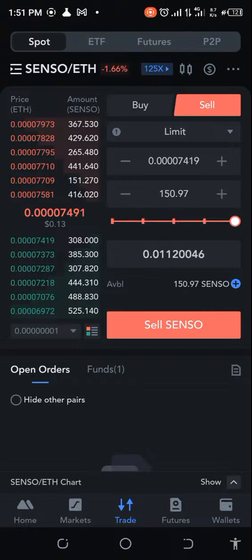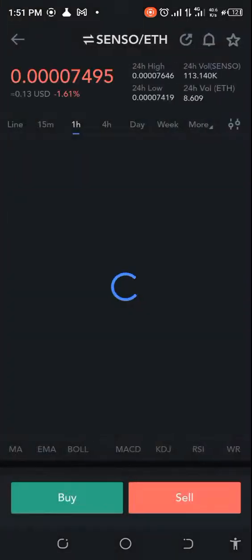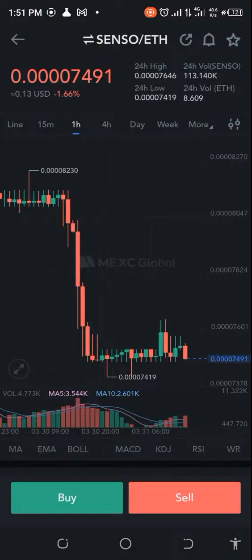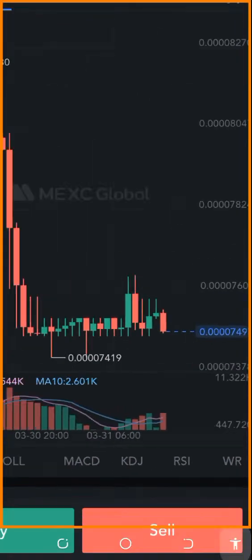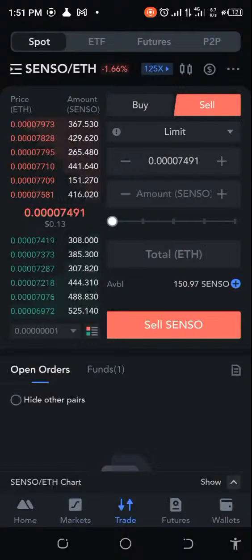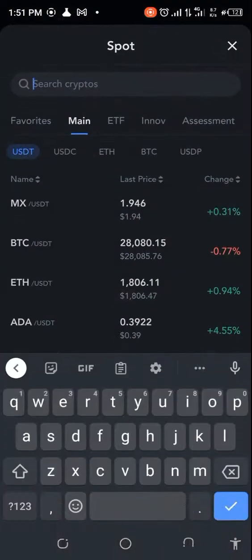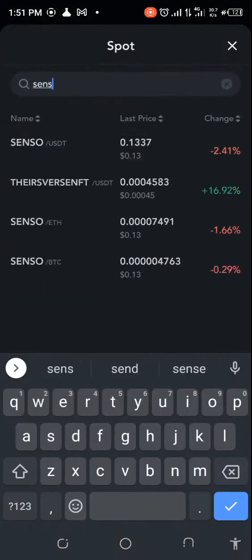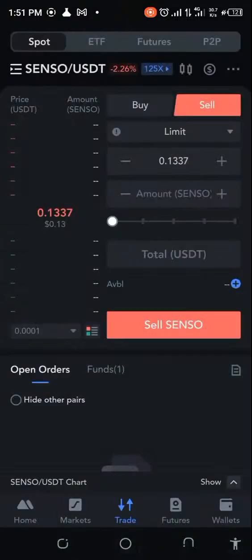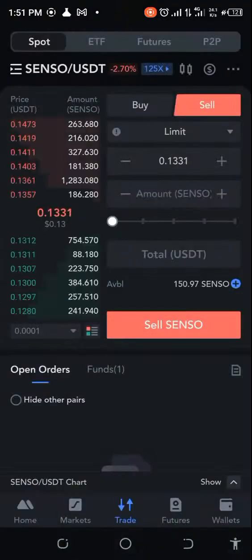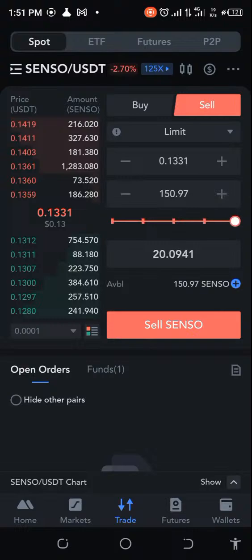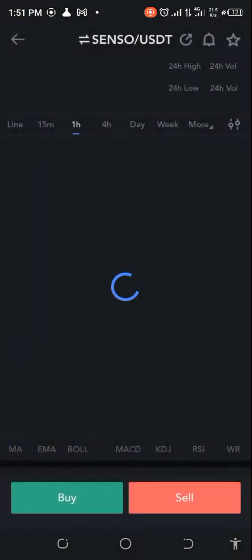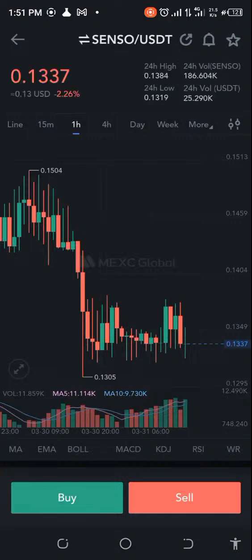It was initially higher because I saw that it had a good spike, and then all of a sudden, oh, now it's coming down. So if I go back to my Senso USDT, one or two things could happen. If I try to sell back to USDT, let's see. It has really gone low. What's going on here? Okay, it's really, really low.